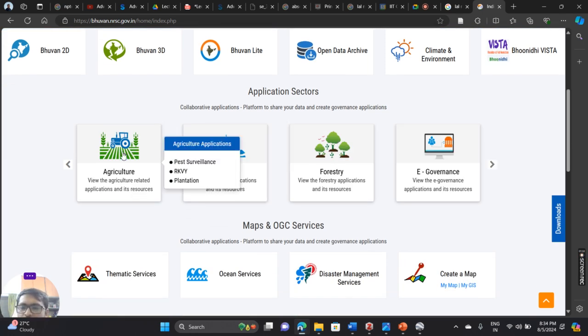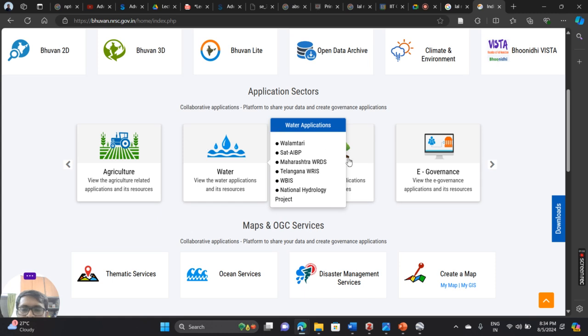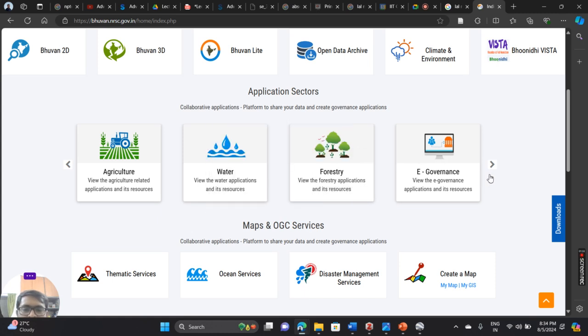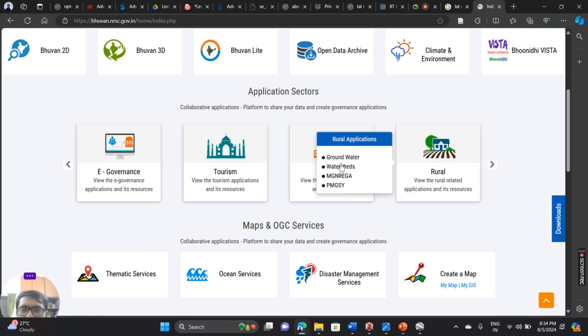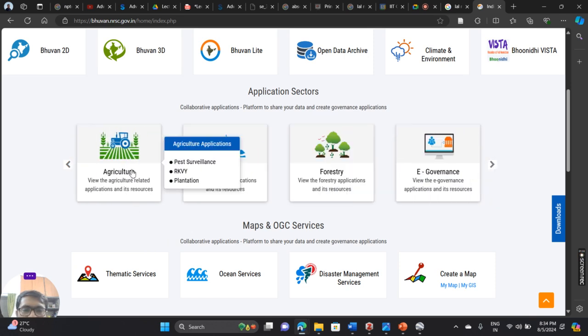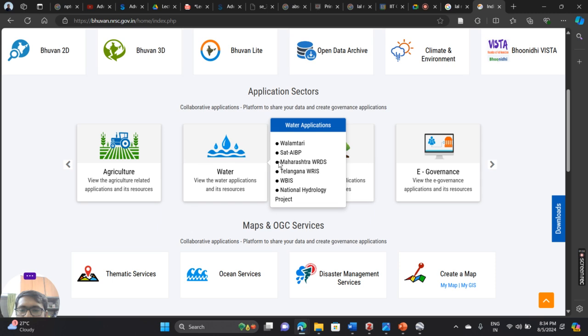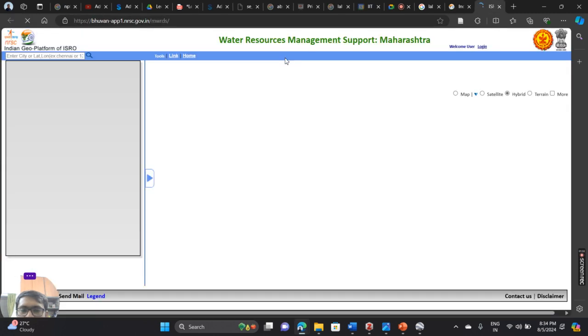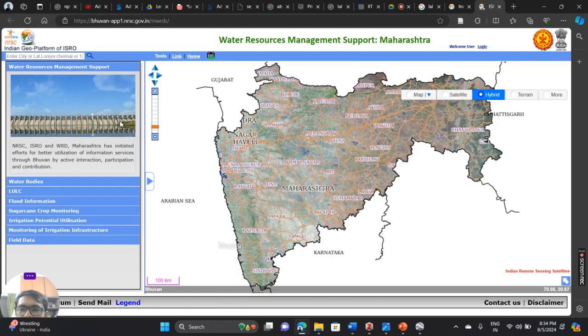First, the application sector is there. In which application do you want to see the data sets? Agriculture, water, forestry applications, e-governance applications, tourism, urban, rural. If you click on any particular application, it will redirect you to the corresponding web information. So this is the information on water resource management support from Maharashtra.